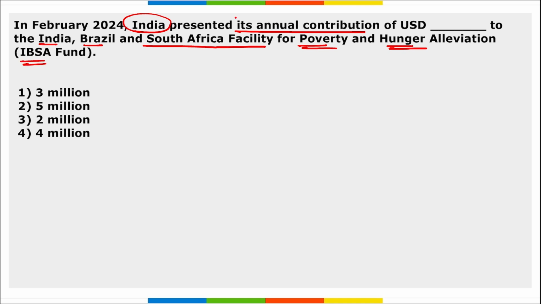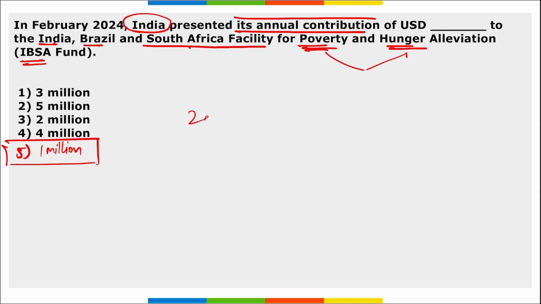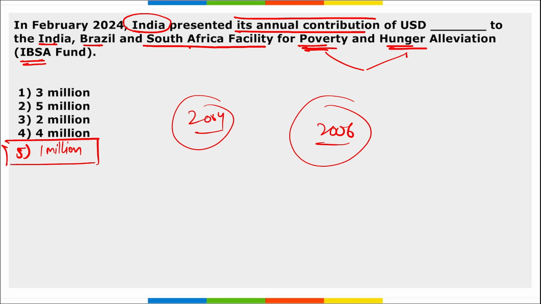So India presented their annual contribution of, let me give you the option, 1 million. So India contributed $1 million to IBSA, that is India, Brazil, South Africa Facility for Poverty and Hunger Alleviation. This fund will be utilized so that work towards these two issues, poverty and hunger, can be done. And this IBSA fund was established in 2004 and it became operational in 2006.